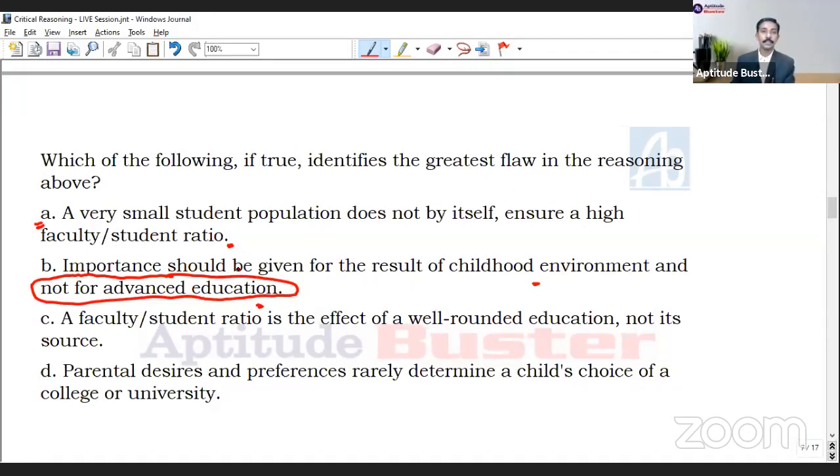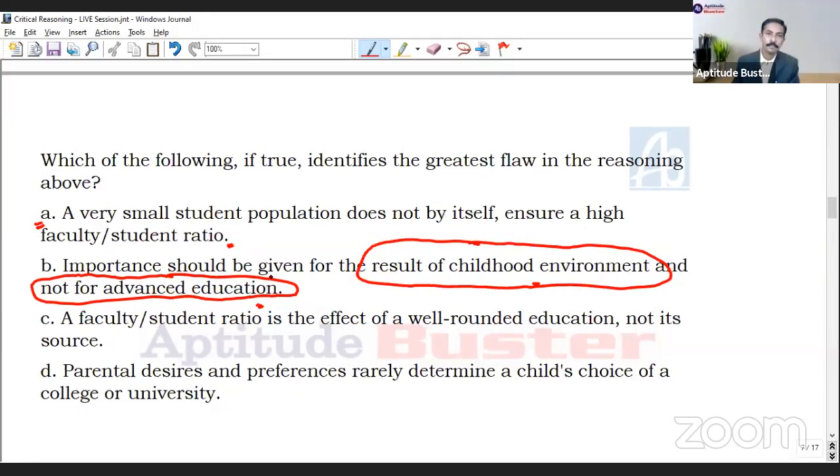If you recollect, the claim is if the faculty student ratio is high, the outcome would be the best education. So there it hasn't categorized which level of education, be it elementary, primary, or tertiary. So we are very sure we are not discussing levels of education. That's one clue. Another clue, are we discussing childhood environment? Certainly no. So you have more than one clue to eliminate the second option. Option B gets eliminated.